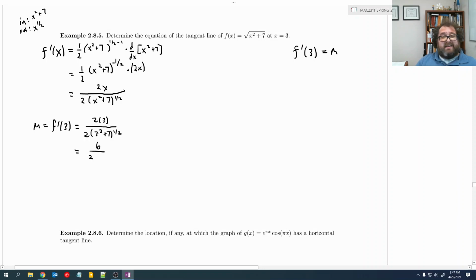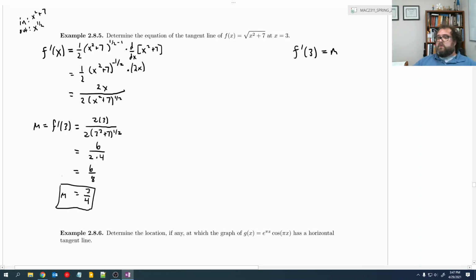3 squared is 9. 9 plus 7 is 16 to the 1/2 power. So that's times 4. So 6 over 8, which is 2/3? Not 2/3. Divide the top and the bottom by 2, you get 3 over 4. So there's our value of the slope, m.